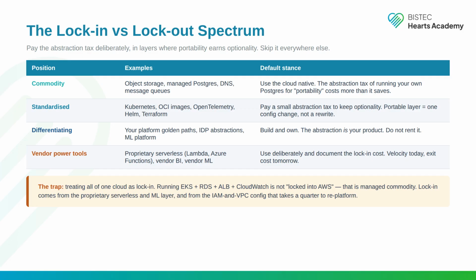Differentiating: your platform golden paths, your IDP abstractions, your ML platform. Vendor power tools: proprietary serverless like Lambda or Azure functions, vendor BI tools, vendor ML services.